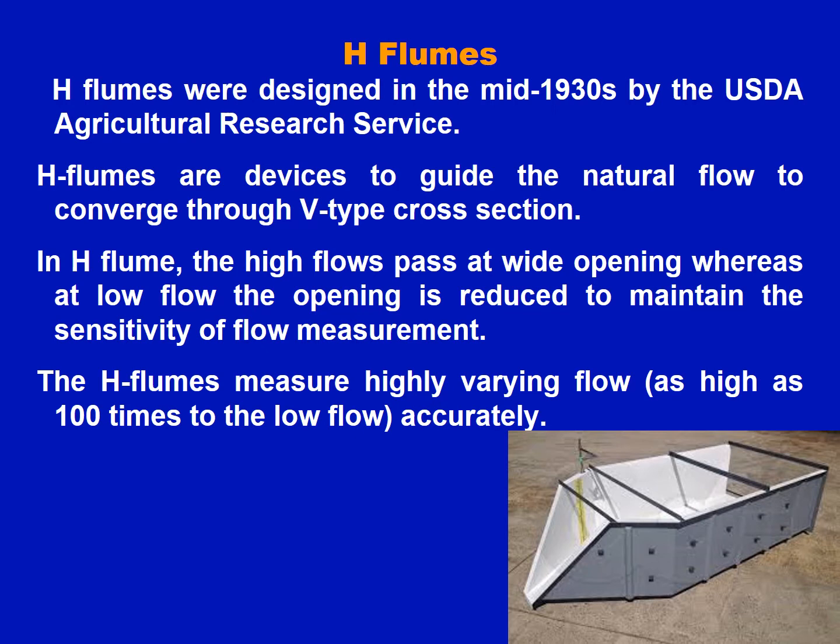Another, the range: it can measure varying flow as high as 100 times the low flow accurately. That means suppose a flume is there, it can measure 1 meter cube per second and 100 times higher, that means 100 meter cube per second, accurately. That means this much range it can cover to measure the discharge accurately.